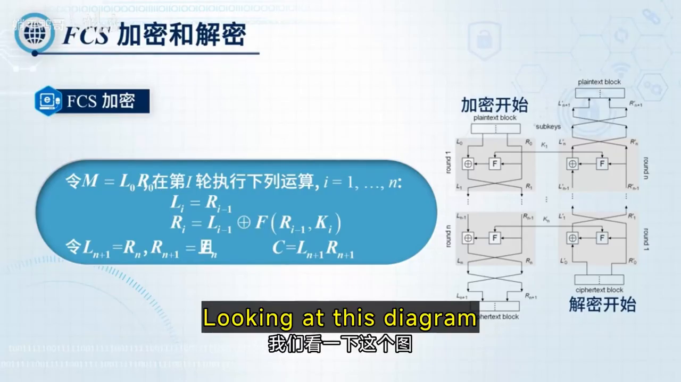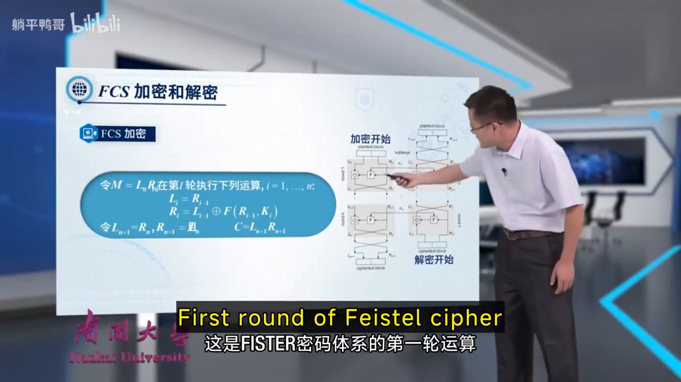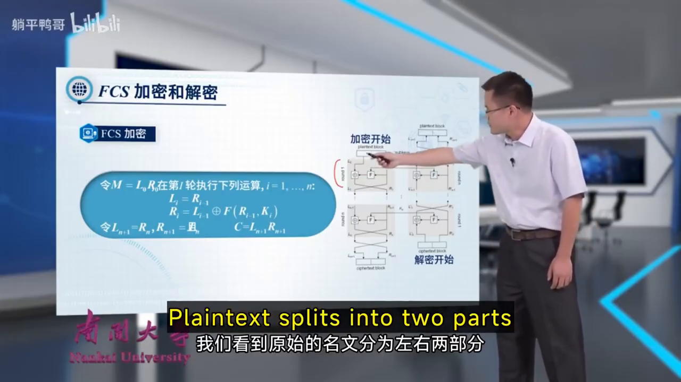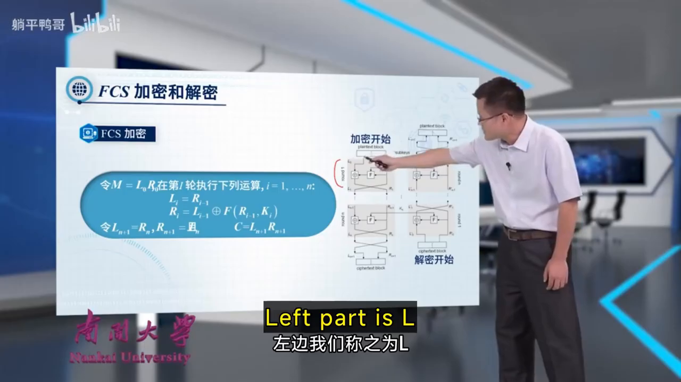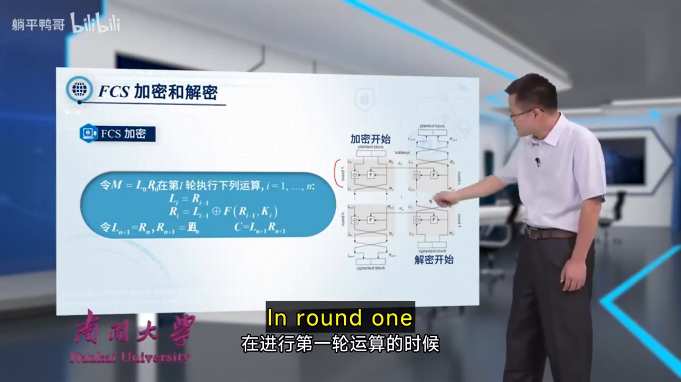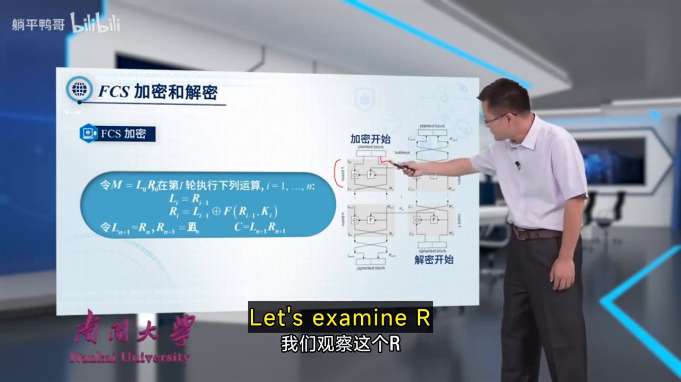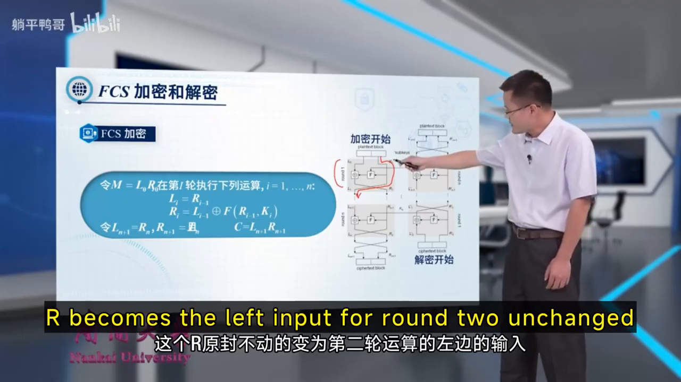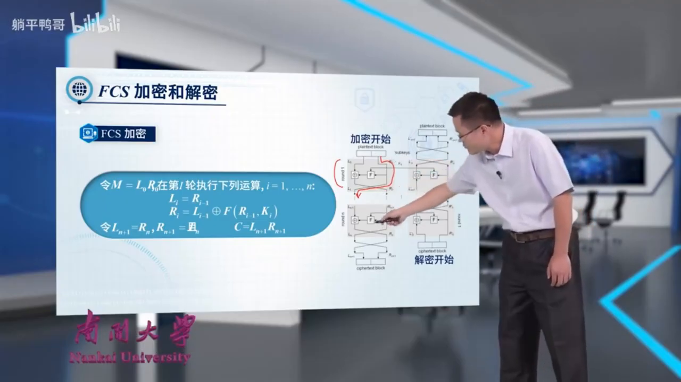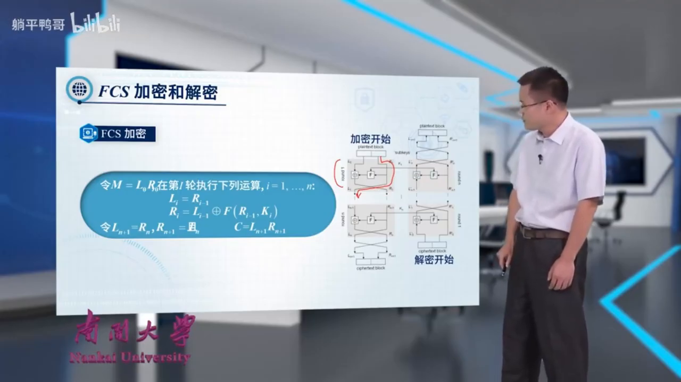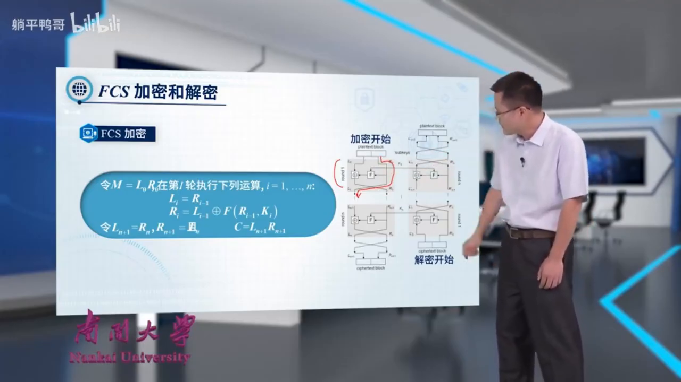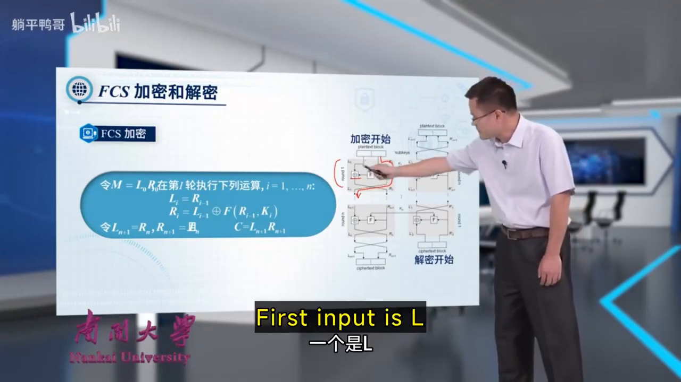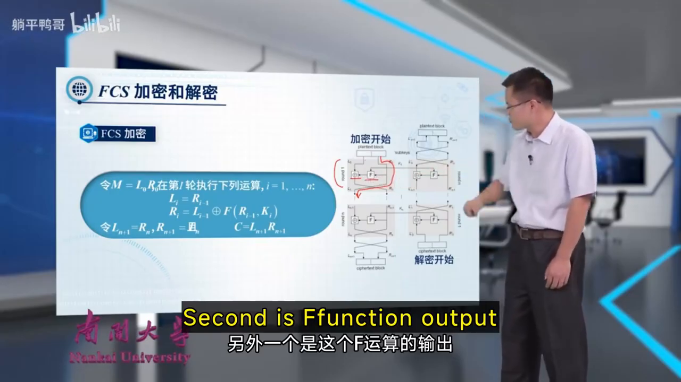Looking at this diagram, the first round of the Feistel cipher. Plaintext splits into 2 parts. Left part is L, right part is R. In round 1, let's examine R. R becomes the left input for round 2 unchanged. Now for L. L undergoes an XOR operation. This XOR takes 2 inputs. First input is L. Second is the function output.